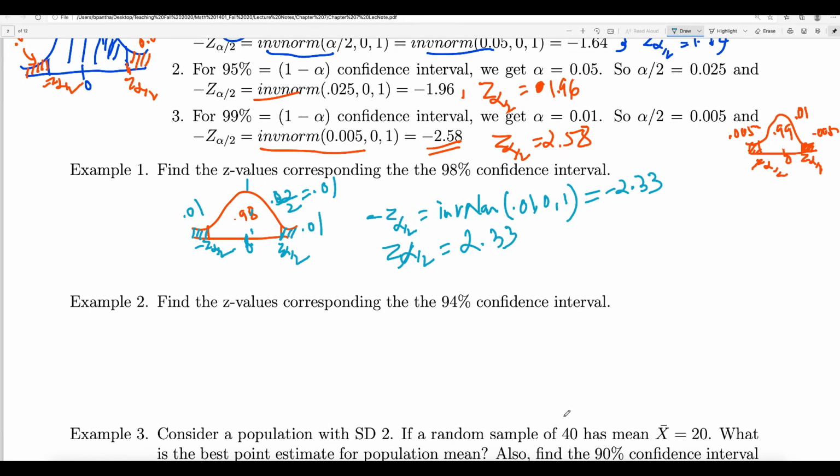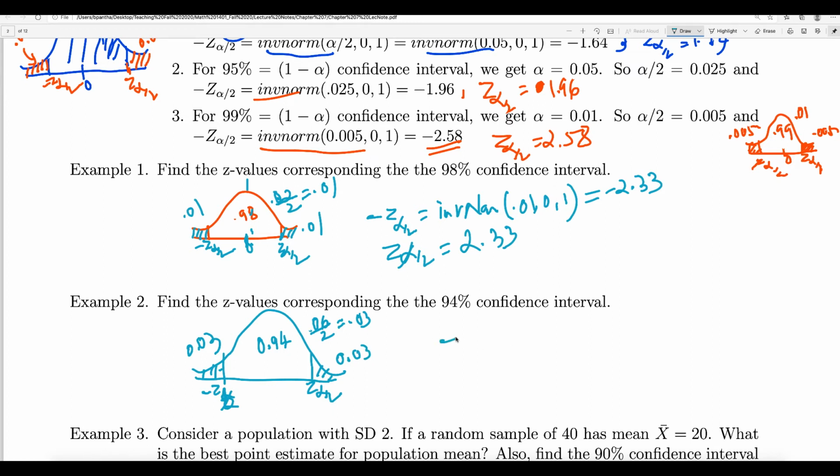So how do I do example number 2? In example 2, you need to find the z value again. The middle area is 94%, 0.94, right? So you need to find this negative z alpha half, and then this positive z alpha half. What is the outside area? 6%, 0.06. If you divide by 2, you get 0.03 on the left, and 0.03 on the right as well.